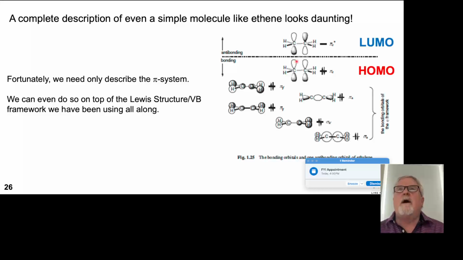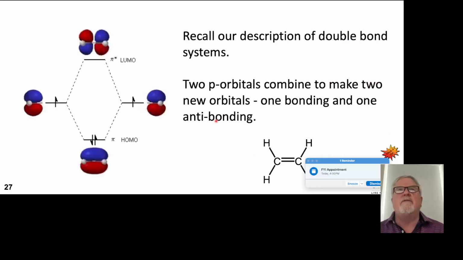So let's extend this. Even though this is daunting, we only need to describe the pi system, and we can do that on top of the Lewis structure valence bond framework that we've been using all along, that we're used to looking at and discussing when we talk about reactivity.